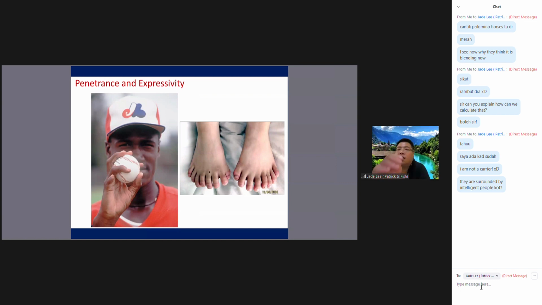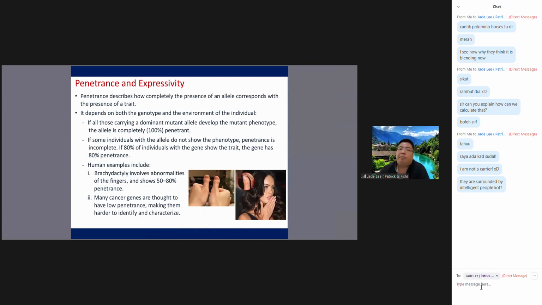Penetrance and expressivity. Kalau kita tengok di sini, okay, the penetrance describes how completely a presence of an allele corresponds with the presence of a trait, and it depends on both the genotype and environments of the individual. So if all of those carrying the dominant mutant allele develop the mutant phenotype, then the allele is completely, 100%, penetrant. Okay, if some individuals with the allele do not show the phenotype, the penetrance is incomplete. So if 80% of the individuals with the gene show the trait, then the gene has 80% penetrance. So human example is brachydactyly, which involves the abnormalities of the finger, showing 50 to 80% of the penetrance. Ataupun many cancer genes that are thought to have low penetrance, making them harder to identify and characterize.